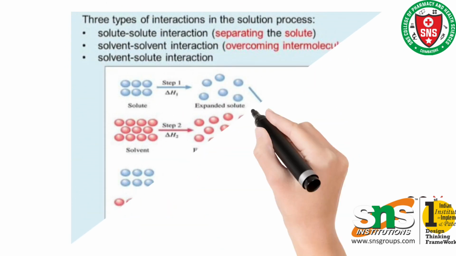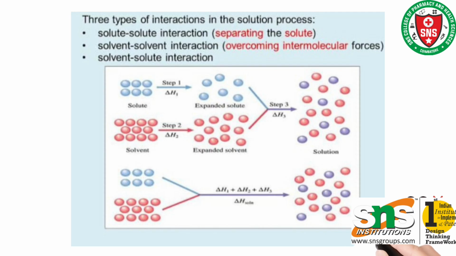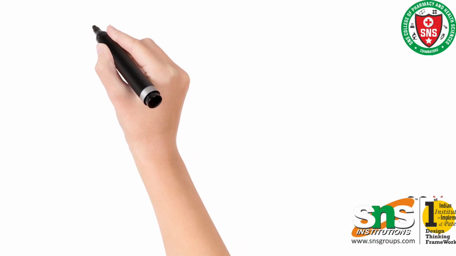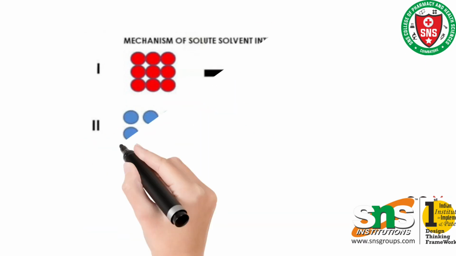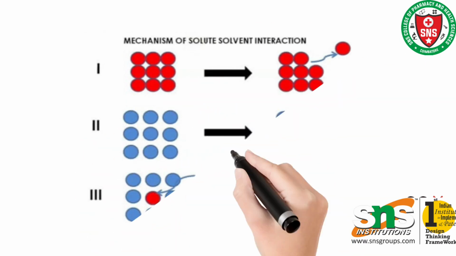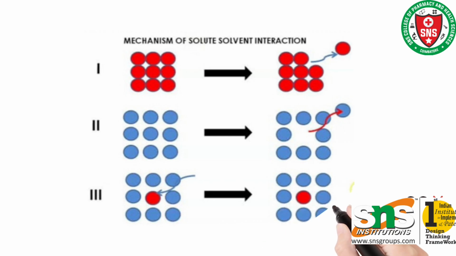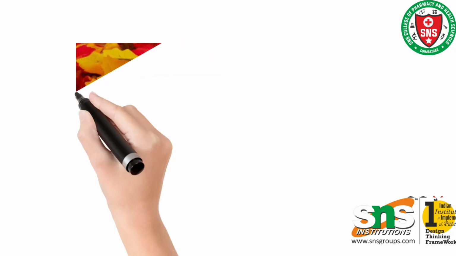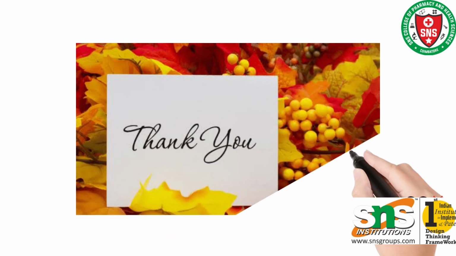In the next step, that is formation of vacant site in solvent, one molecule of the solvent gets free and creates a vacant site. This vacant site is further used in solute and solvent interaction in the third step, that is insertion of the detached solute molecule in the vacant site. The detached molecule comes into contact with the solvent. So this is the mechanism of the solution, and thank you so much.